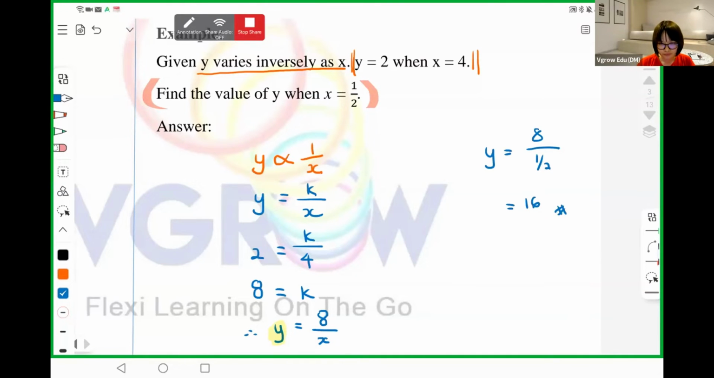Okay. So far so good? Can follow or not? Very simple, right? We only have 2 types of relation: one is direct and one is inverse. I think we can complete this lesson in just one lesson. It's very simple. Direct and inverse.